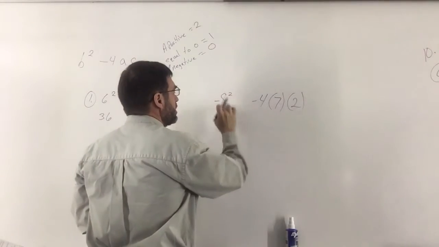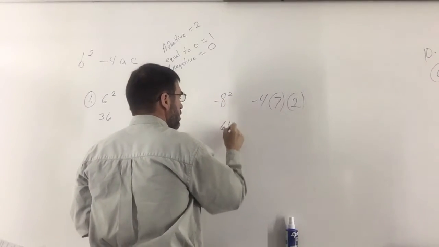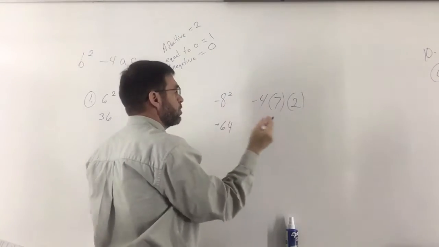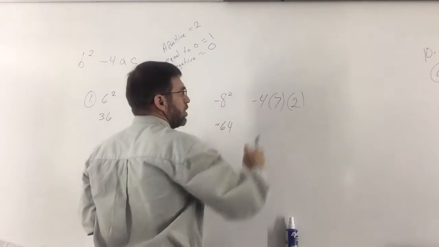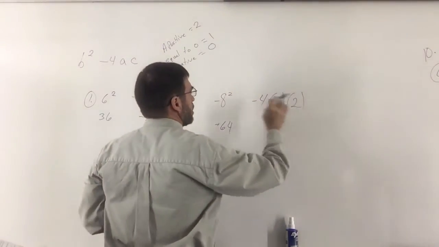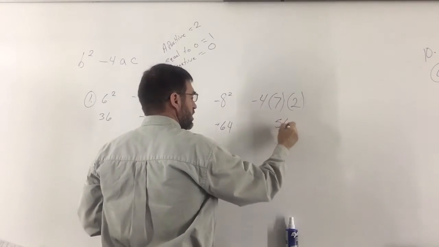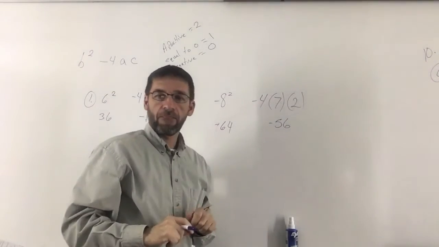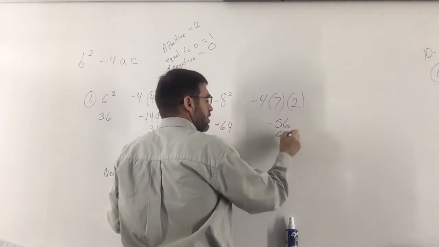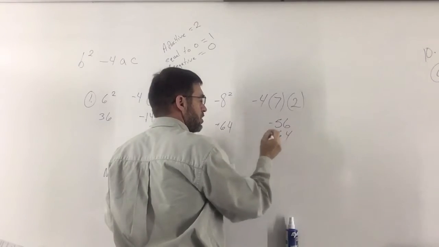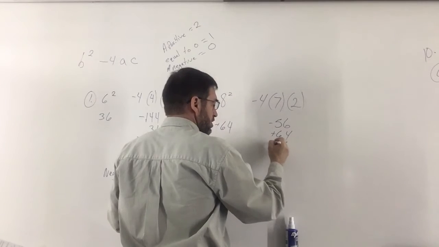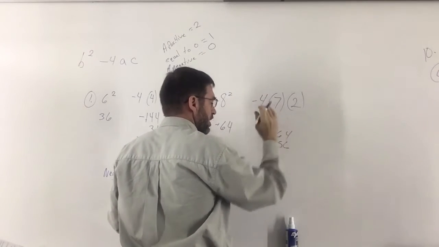This here is 8 times 8 is 64. 2 negatives make me a positive. That's a positive 64. Don't have to put it there. 4 sevens are 28 negative. And 2 times 28 is 56 negative. Okay, now I combine 56 negative and positive 64. Okay, whoa here. I should actually subtract 56 from 64 to do this right.